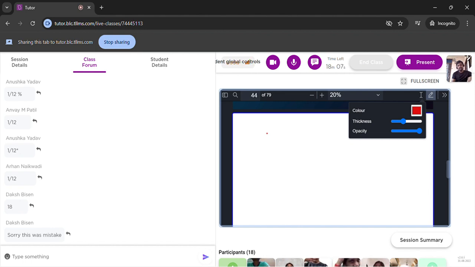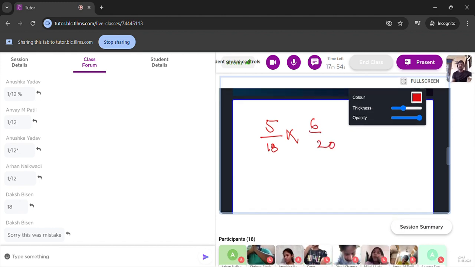As we can see, we have two rational numbers, 5 divided by 18 multiplied by 6 divided by 20. We have to divide the numerator part by the denominator part, either crosswise or directly numerator and denominator. Here, 18 is divided by 6 how many times? 3. So we have done it in cross, the oblique way.